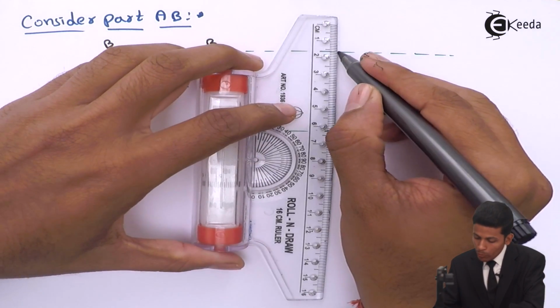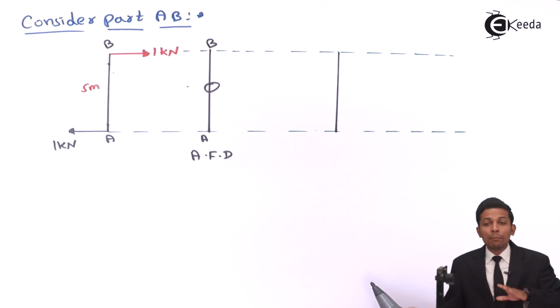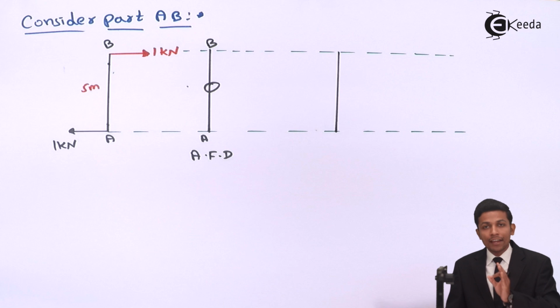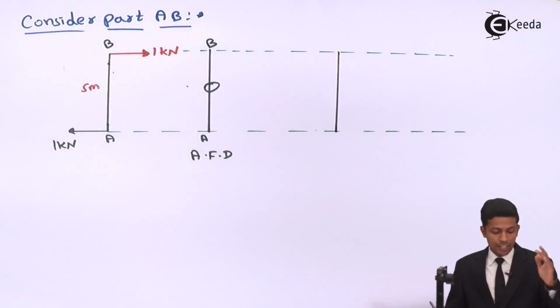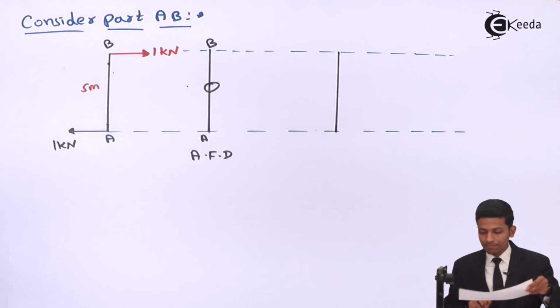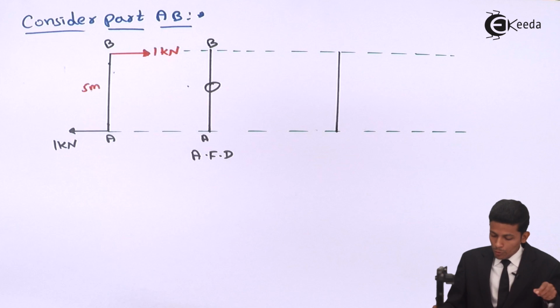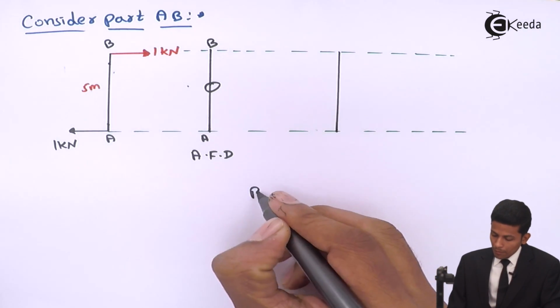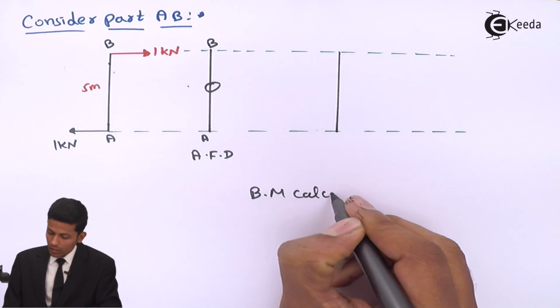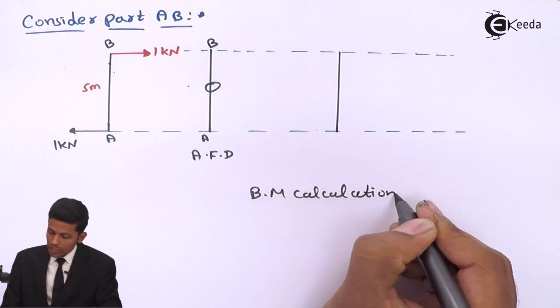To draw the bending moment diagram, I am repeating again and again: always see the original figure. This is your original figure. Now we have to find the bending moment. I am writing here: bending moment calculation.